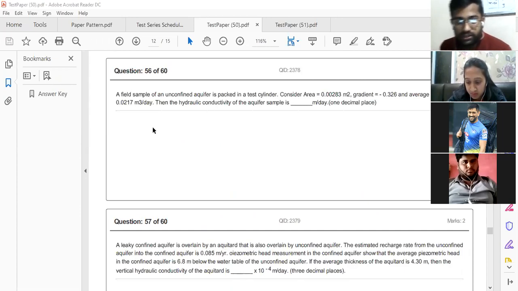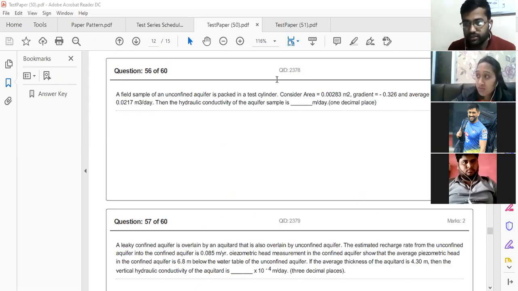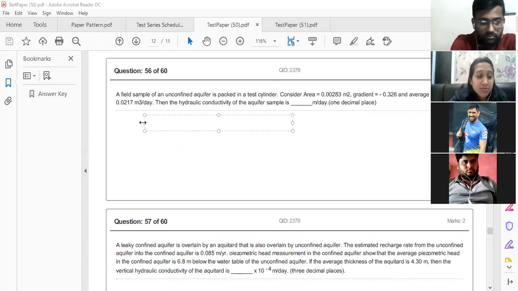Now, a field sample of an unconfined aquifer is packed in a test cylinder. Consider the area, gradient, and average flow rate. Then the hydraulic conductivity of the aquifer sample is... Q is equal to minus K A I.